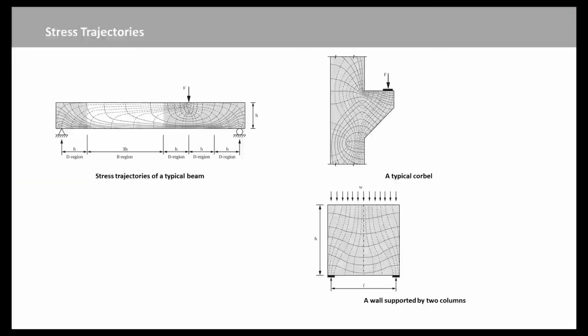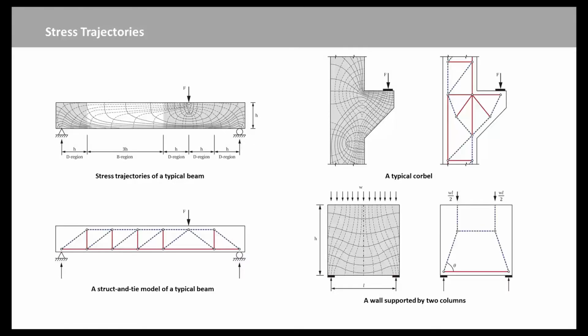The ideal situation is that the scheme of principal stress trajectories would be known. The stress trajectories show how the imposed loads are transferred throughout the structural member to the supports. This slide illustrates load paths of a simply supported beam, a corbel, and a wall supported by two columns. The analysis allows to identify the strut and tie model, which has to assure the internal equilibrium of the member for the imposed loading conditions.